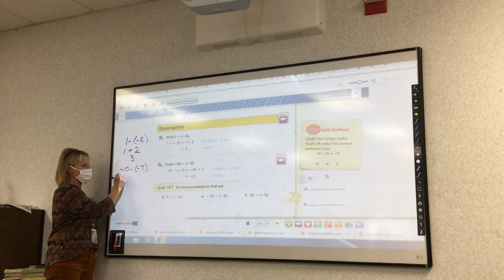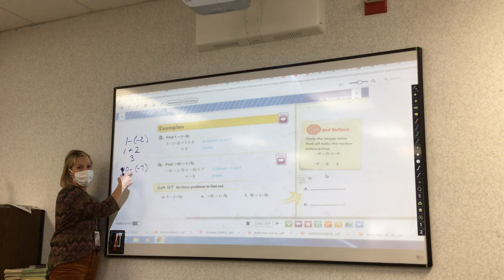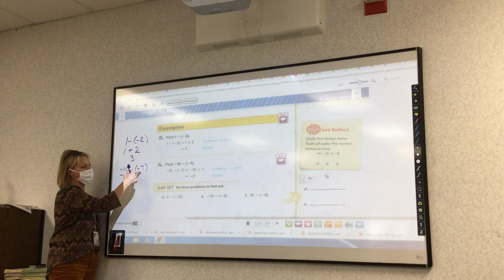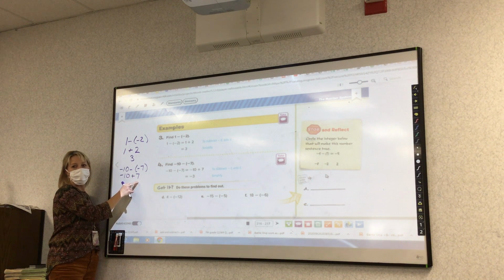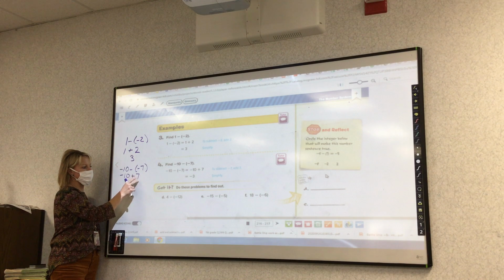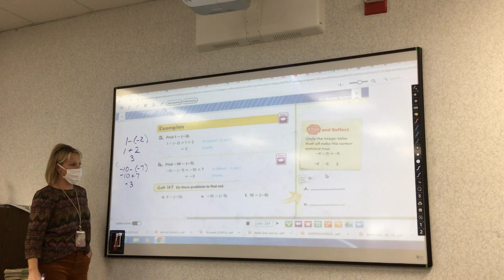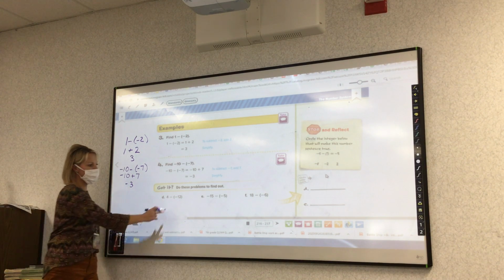Keep the negative 10, change subtraction to addition, change the negative to a positive. Now I have a negative number and a positive number. So we subtract. 10 minus 7 is 3, and I'm gonna keep the sign of the bigger number. So it's negative 3. One more example together.